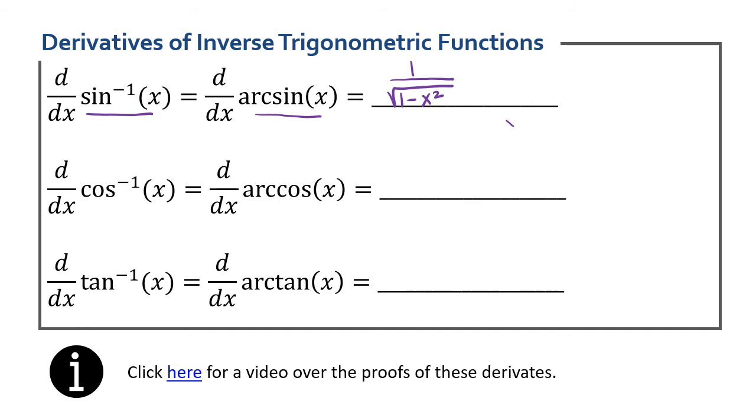The derivative of the inverse cosine function, and again, sometimes you'll see that written as arc cosine, they mean the same thing, is negative 1 over the square root of 1 minus x squared. And then last, the derivative of the inverse tangent function is 1 over 1 plus x squared. So let's do some examples with these.